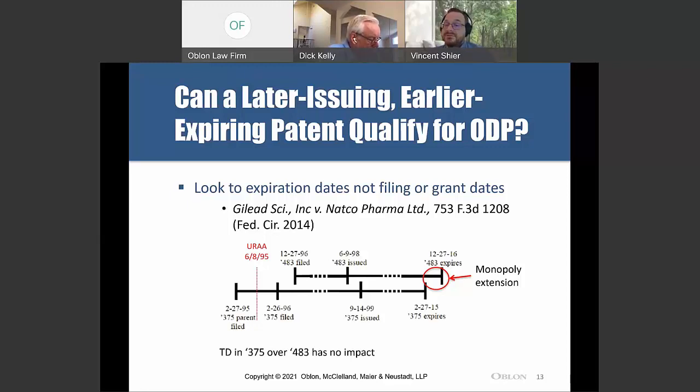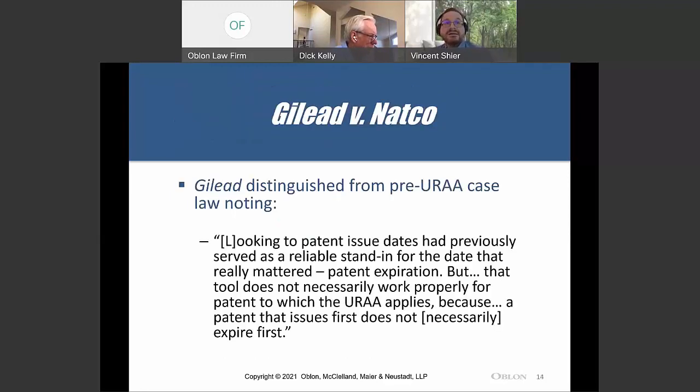Rather than looking at what was also argued, that we should look at the relative order of issue or the filing dates, none of that was relevant. What Gilead found was that we look at the expiration dates of these patents to determine whether there's an extension, and that their order of filing or order of issuance doesn't matter. In fact, the primary focus in Gilead is that if we just look at the issue date for post-URAA patents, that would lead to the potential for significant gamesmanship during prosecution.